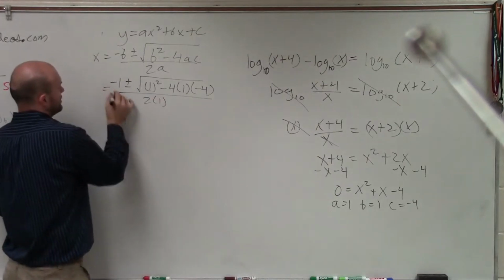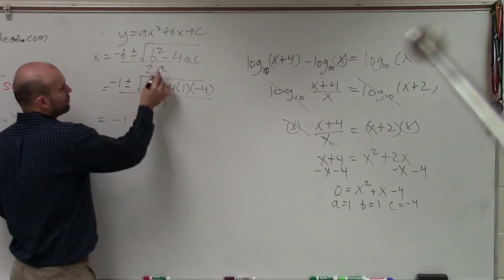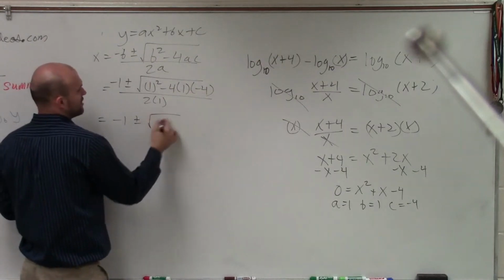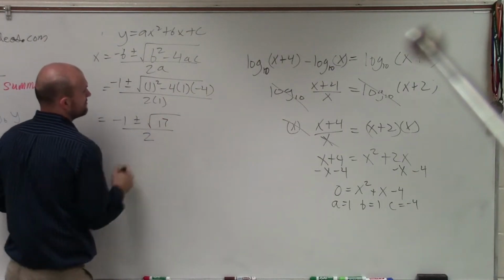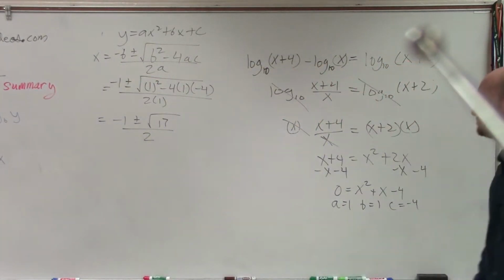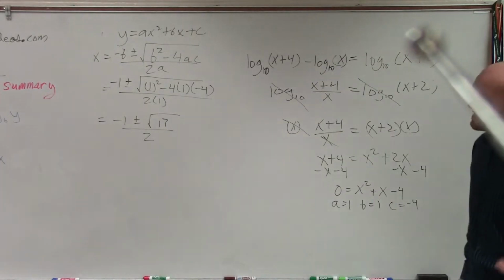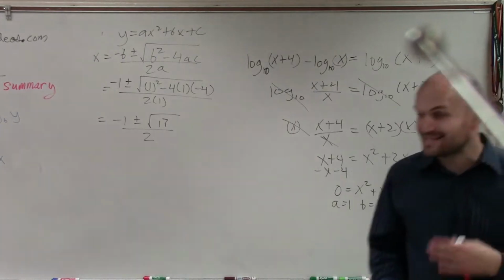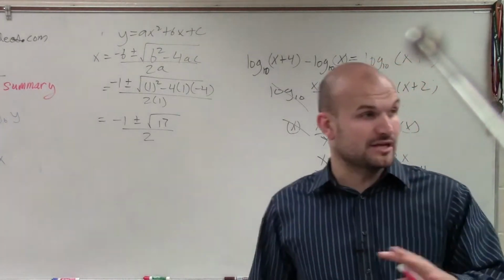So it's negative 1 plus or minus 1 squared is 1. That's going to be plus 16. So it's going to be the square root of 17 divided by 2. So you have negative 1 plus or minus the square root of 17 divided by 2. Now, you're going to have a positive and a negative answer. Now, I know their answers are going to be irrational.